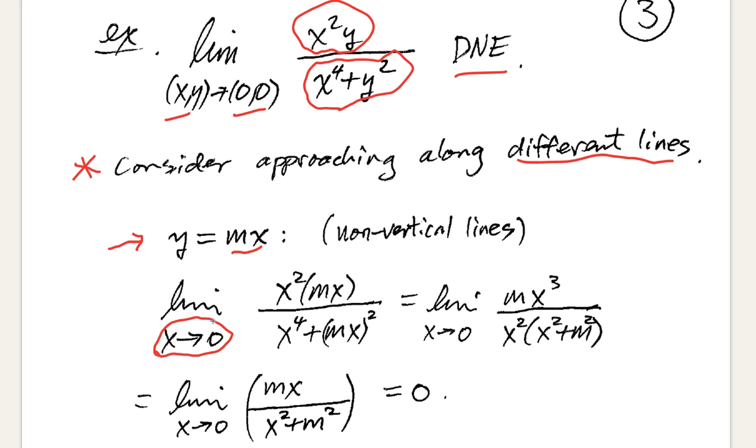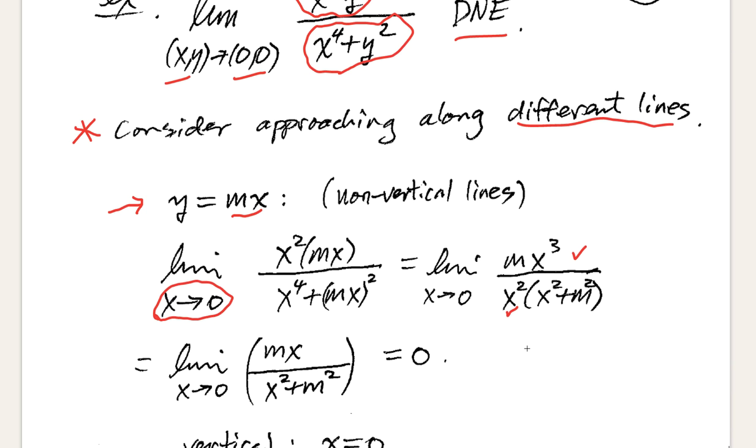This is dandy because I'm now just considering a single variable instead of two variables. So I would have mx cubed in the numerator. Down in the denominator, I would have x to the 4th plus m squared x squared. I could factor out an x squared. Now I'm not interested in what happens when x is actually equal to 0. So let's divide out the x squared and consider mx over x squared plus m squared.